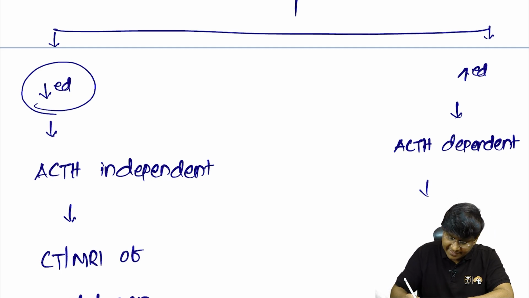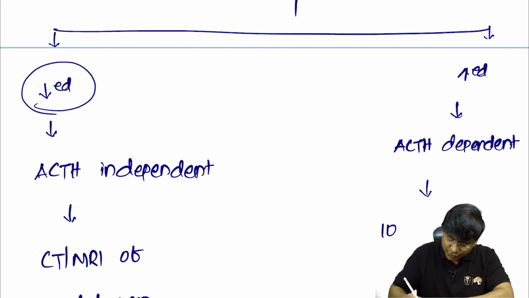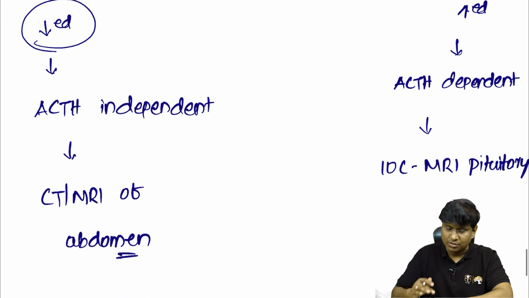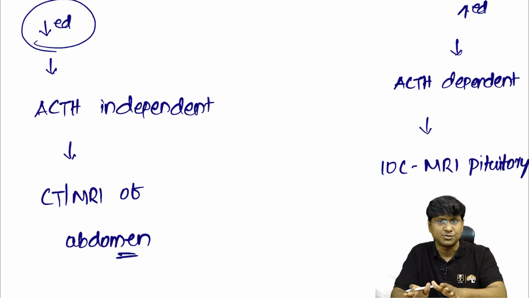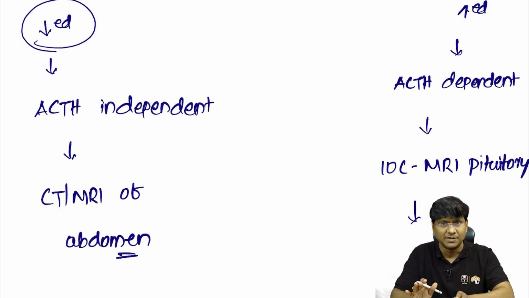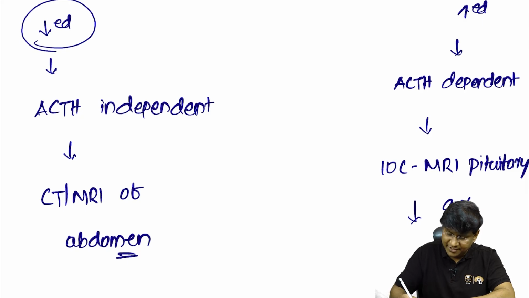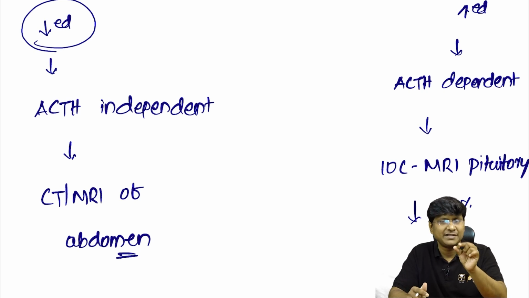Whereas in case of the ACTH dependent type of Cushing's, the investigation of choice will be MRI of the pituitary, mainly to look for the pituitary adenoma, because the most common cause for ACTH dependent type of Cushing's is pituitary adenoma. Now, suppose you find the MRI is normal, because the sensitivity is only 90%. In 10% of individuals where the tumor is very small, the MRI cannot detect it even though the pituitary adenoma is present.